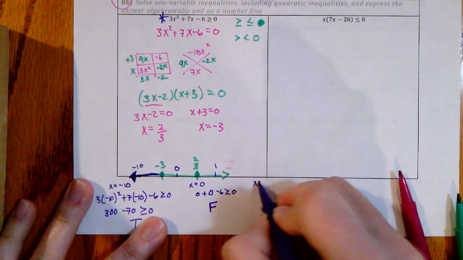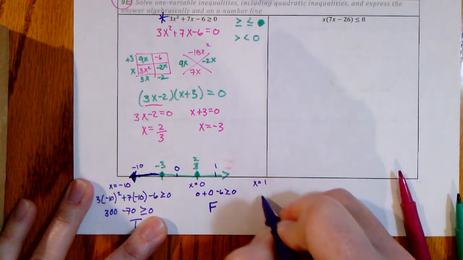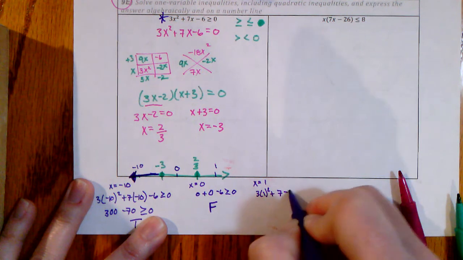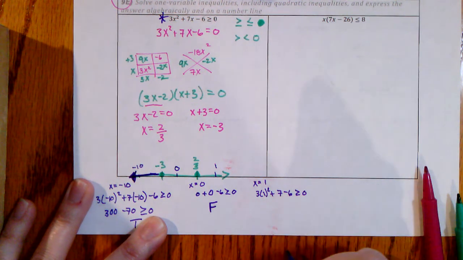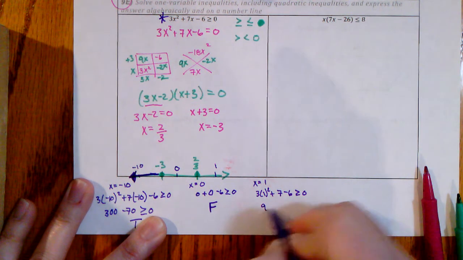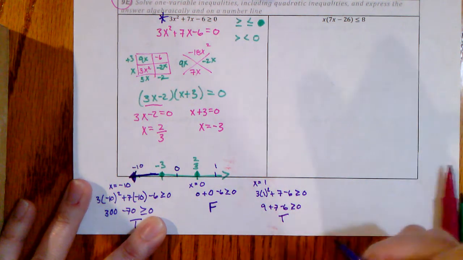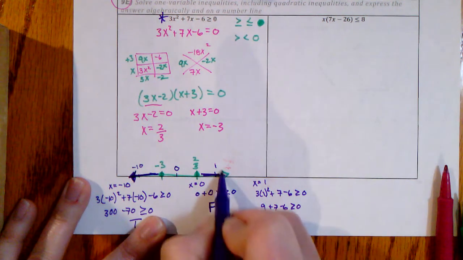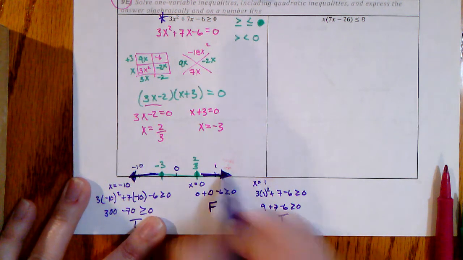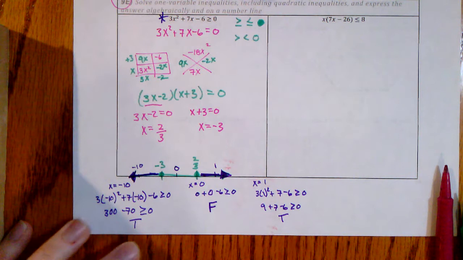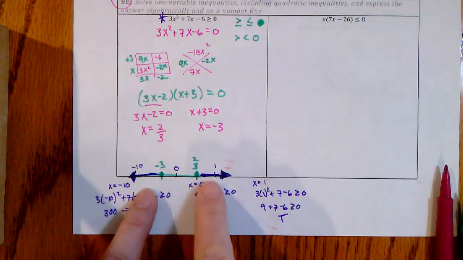I'm going to test x is equal to 1. So that's 3 times 1 squared plus 7 minus 6. Is that greater than or equal to 0? Let's see, this is 9 plus 7 minus 6. Oh, yeah, this is also going to be true. That means everything over there is going to be true, so I can shade that in.